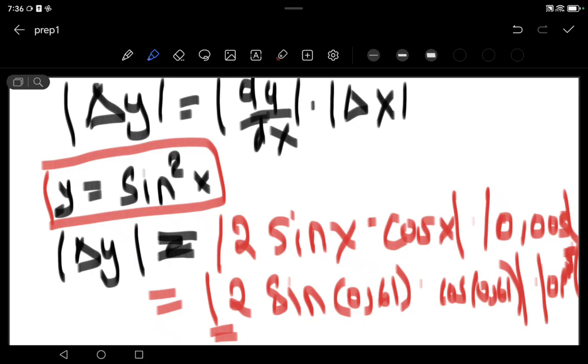It's 2 sine 0.61 times cos 0.61. Yes. With the absolute bars, multiply by absolute 0.005. Yes, multiply by absolute 0.005.